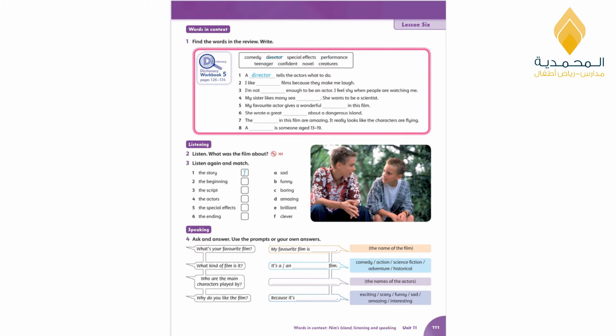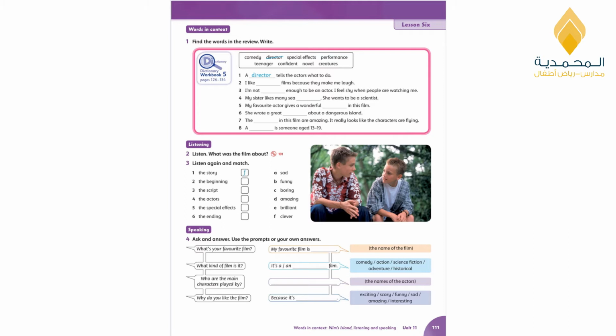I'm not confident. Number 4, my sister likes many sea. She wants to be a scientist. Excellent, my sister likes many sea creatures. Excellent. Sea creatures, like fish, for example, shark, dolphins. Number 5, my favorite actor gives a wonderful in this film. Excellent, a wonderful performance in this film.